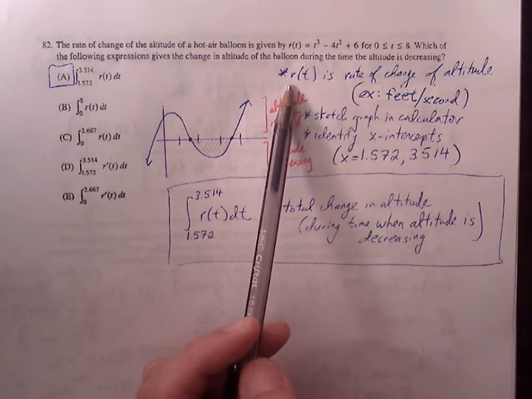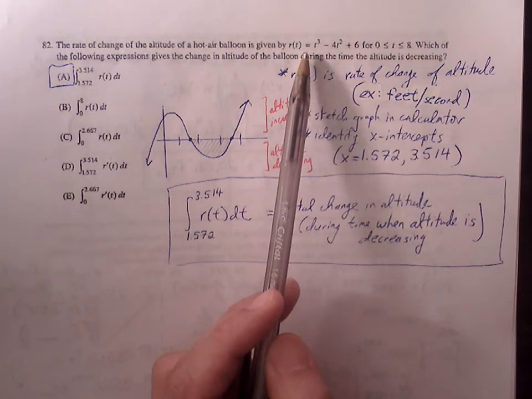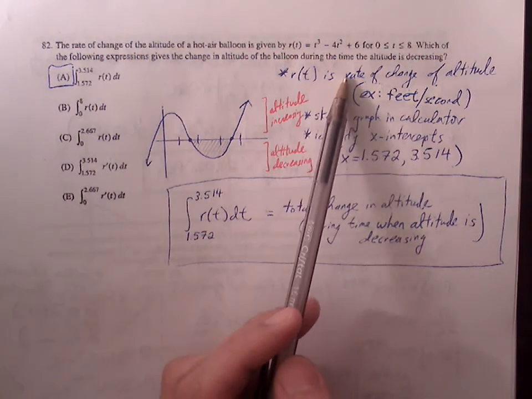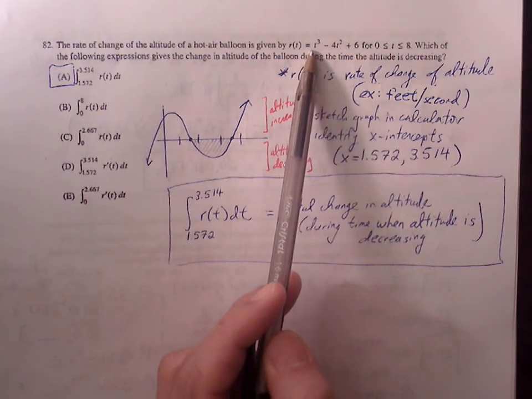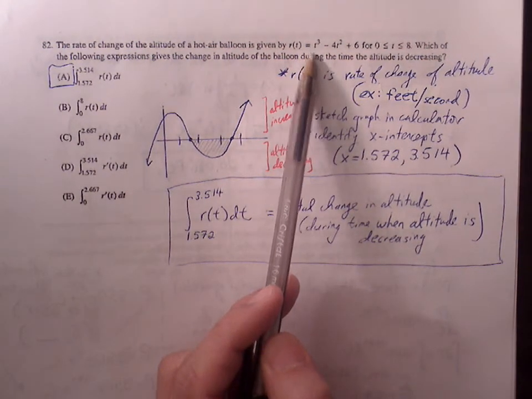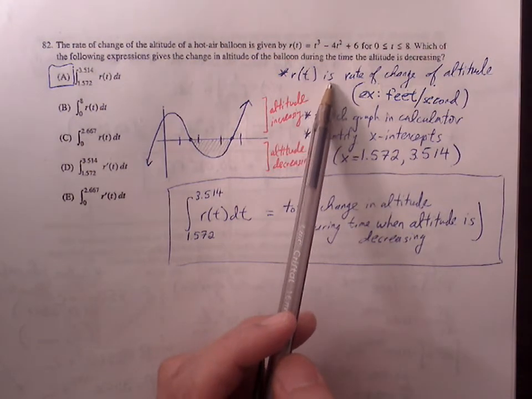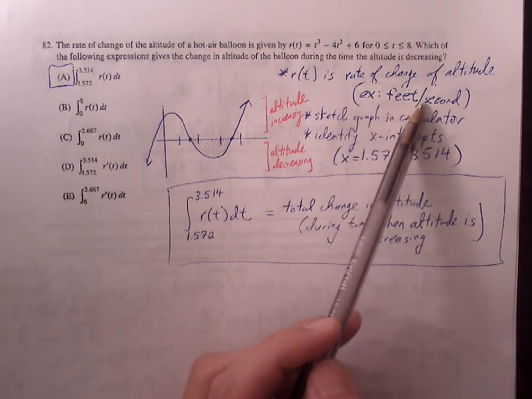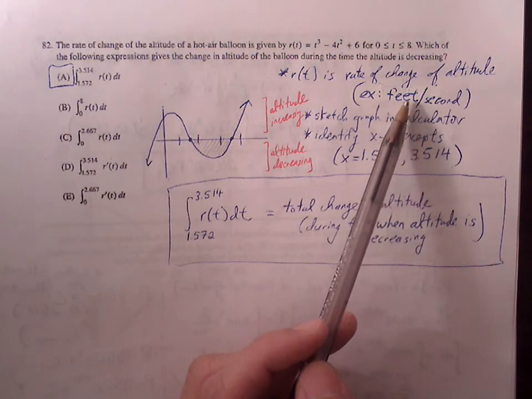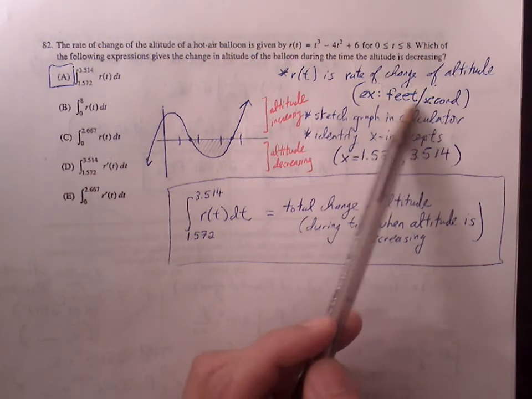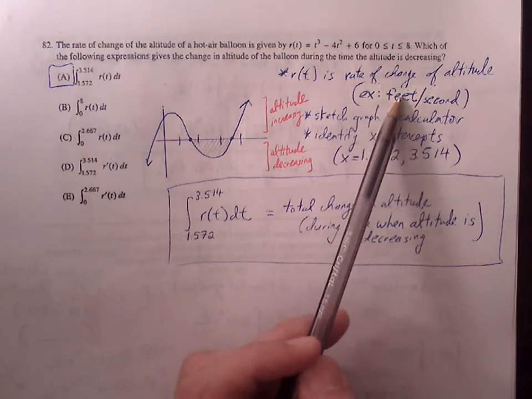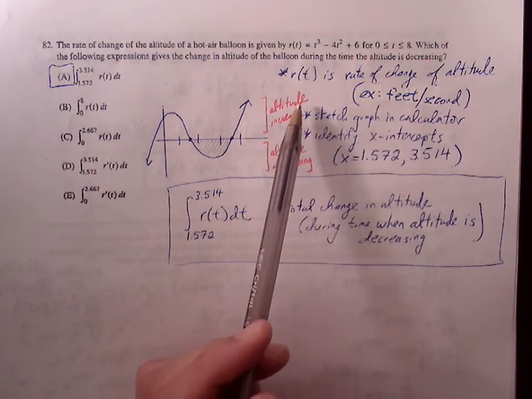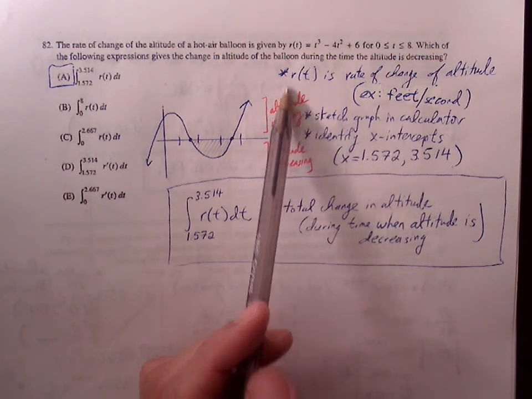Okay, one thing we have to recognize is R of t is the rate of change of altitude. So it's not the altitude value itself, it's the rate of change of altitude. So the value that we get back in return is, for example, feet per second or meters per hour. It's not going to be just feet or just meters. So essentially we're looking at the derivative function.